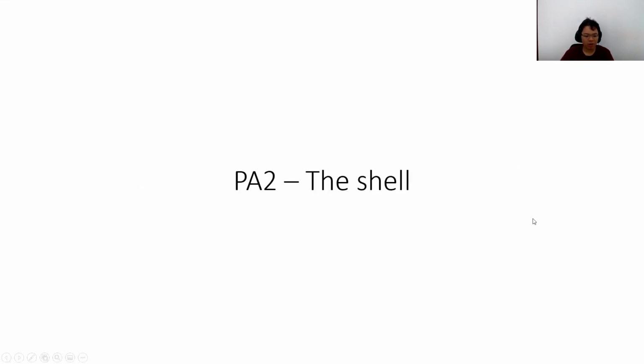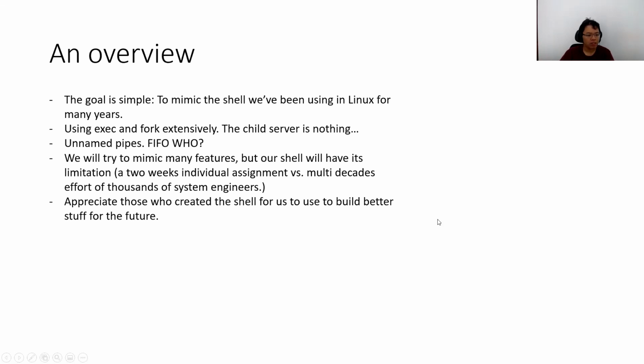But let's talk about the shell. The goal is pretty simple. We just want to mimic the shell we've been using in Linux for a year, using exec and fork extensively. In PA1 you did it once. You just do fork and exec once. The child server is nothing really. It's just going to do that.